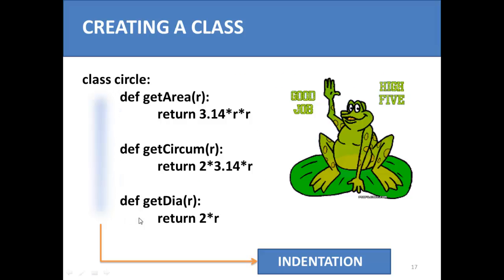If you have some functions, all you have to do is write class, space, the class name, with a colon, and indent all the functions in that class. That's all you have to do. So this is your first step in creating a class. You are 50% done. Now let's see.